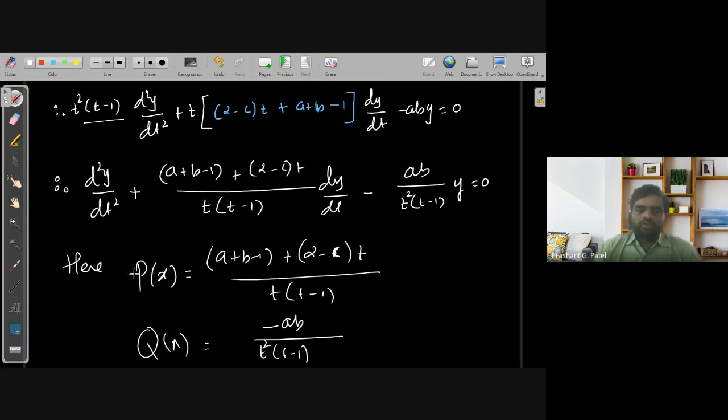Now we should note that this p of x and q of x are not analytic at the point t equal to 0 as well as t equal to 1.